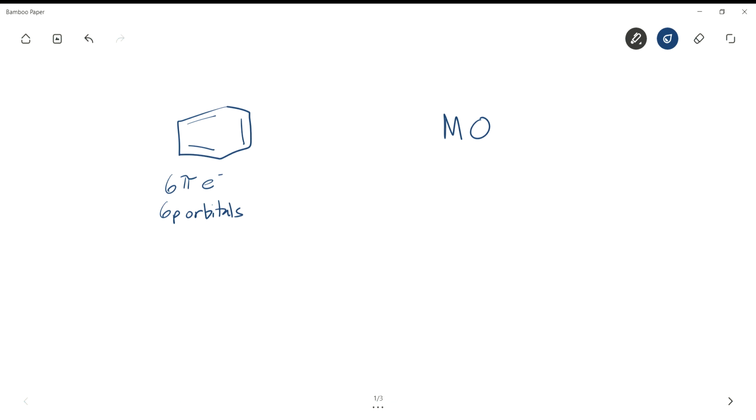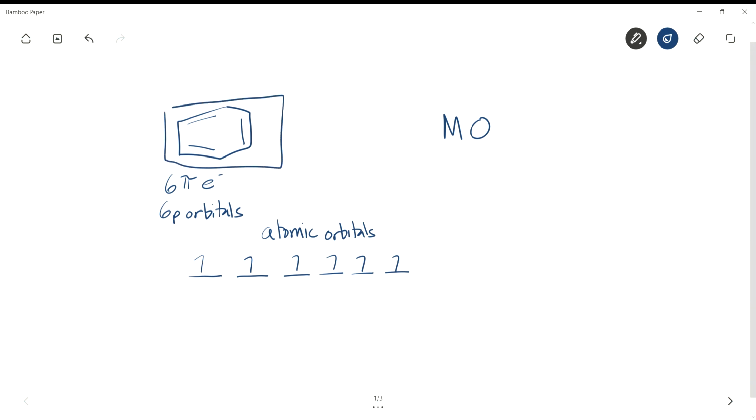So to draw the MO for this, we just focus on these p orbitals. And so we're going to draw 1, 2, 3, 4, 5, 6. And we put in 6 electrons. And these are our atomic orbitals. Okay, and now we're going to put this into a molecular orbital. And the unique thing about this is that the shape of the ring is actually going to be the same shape that the MO orbitals take in the energy diagram.